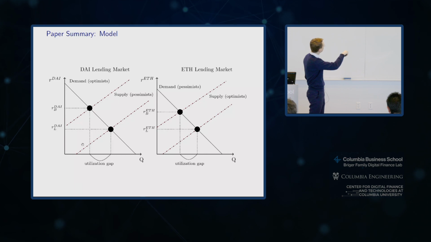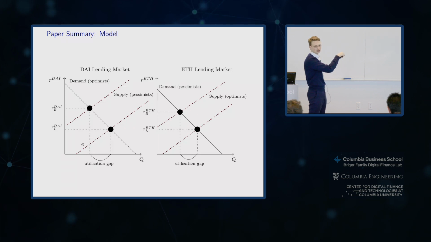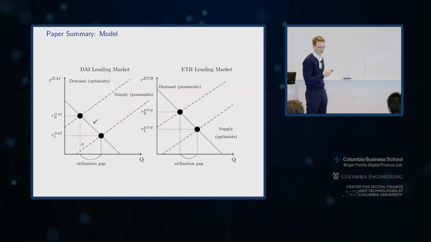So what's going on in particular is that in equilibrium, the rate at which you borrow is going to be different to the rate at which you lend. And so that's going to generate some utilization gap, because you're going to have more supply in the platform than you're going to have utilization or demand. And then we have the same thing in both platforms, because both platforms are mediated by this DeFi lending.